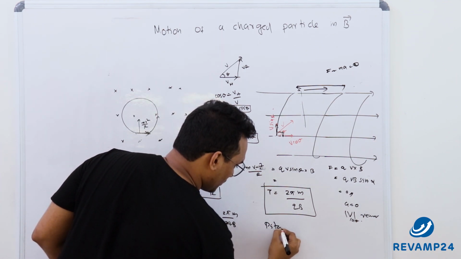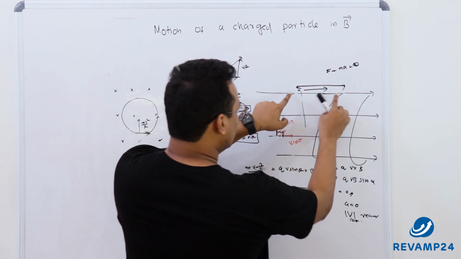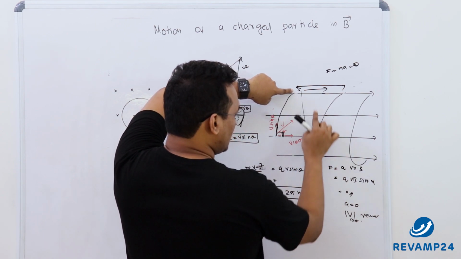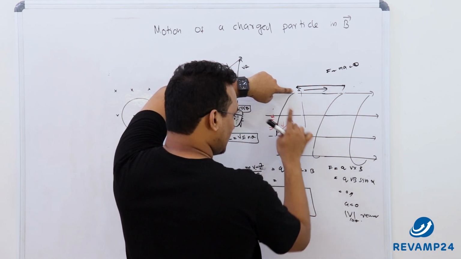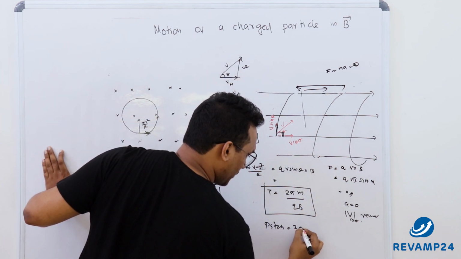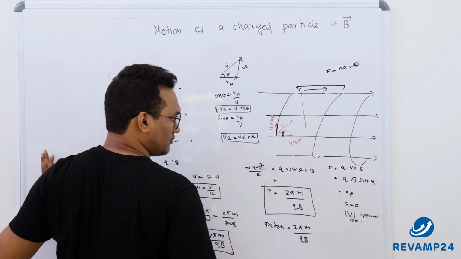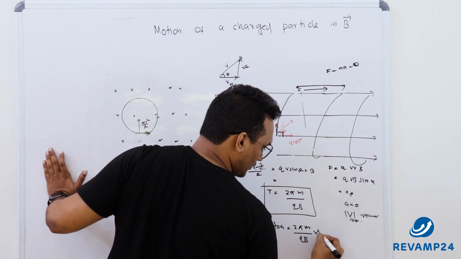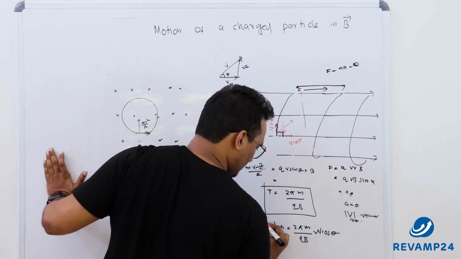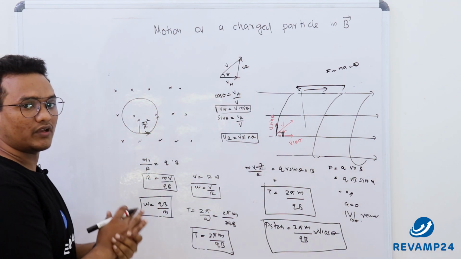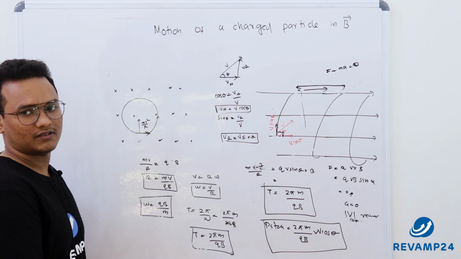So what is the pitch? We know velocity V cos theta remains unchanged, so it is V cos theta times the time period. So 2 pi m divided by qB is the time period, into V cos theta. This is the pitch. Important: all these derivations are very, very important. Make a note of it. Thank you.